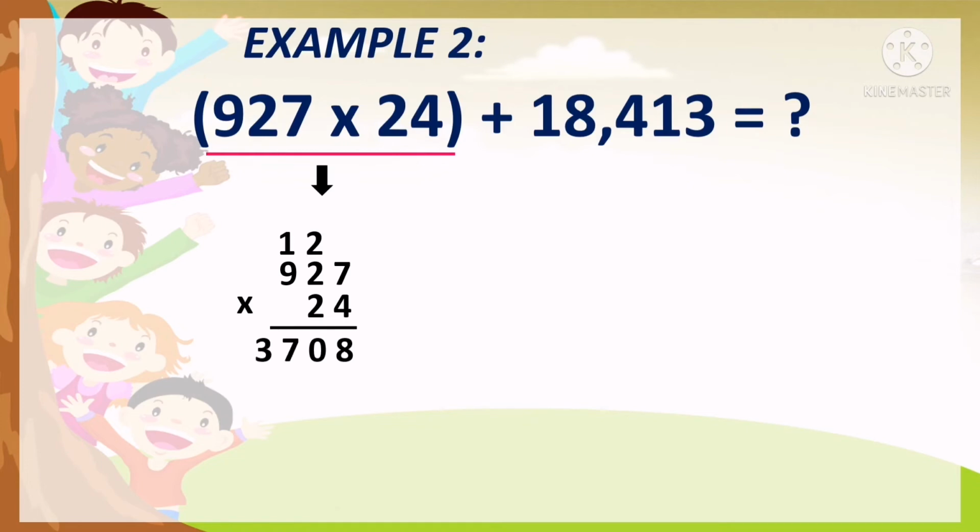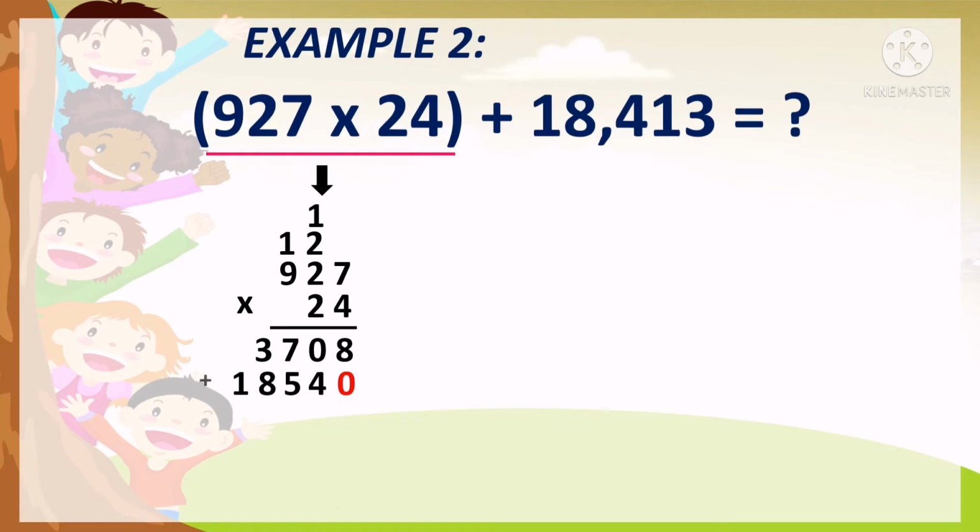Now we begin multiplying 927 by 2 in the tens place, but since we are now multiplying in the tens place, do not forget to put 0 first in the ones place. Proceed to multiplication. 2 times 7, that is 14, so 4, carry 1, followed by 2 times 2 is equal to 4, plus 1 equals 5. And finally, 2 times 9 equals 18.